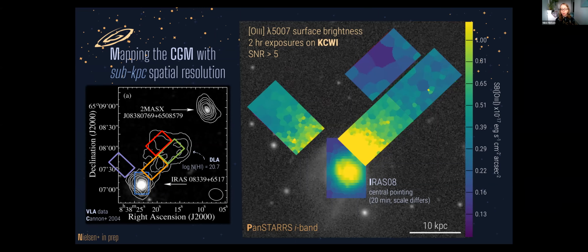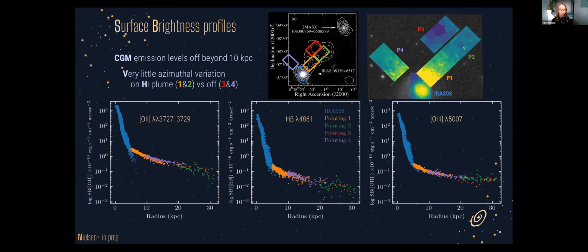But the benefit of our work is not only do we have higher spatial resolution, but we also cover multiple lines. So I've already shown you the [OIII] 5007 line, but we also have the [OII] doublet and the H beta line. And so we can look at the surface brightness profiles, and we see that the surface brightness very rapidly decreases as you move off the galaxy. And then it levels off into the CGM and remains fairly level out to about 30 kiloparsecs away from the galaxy. And we see this in all of our lines as well.